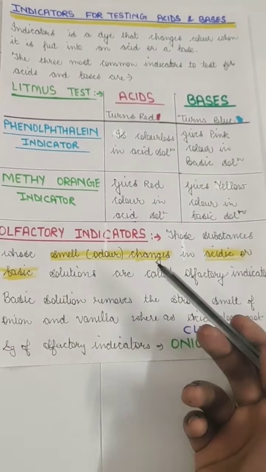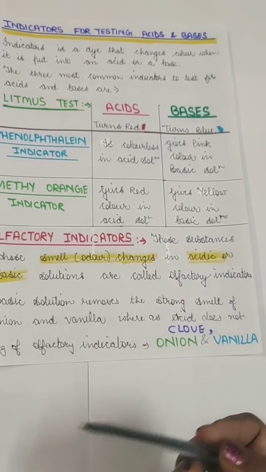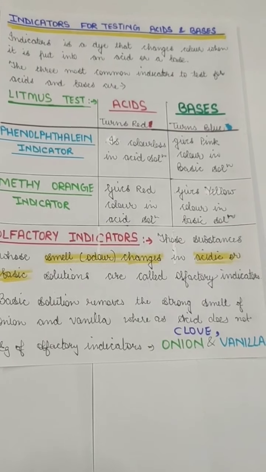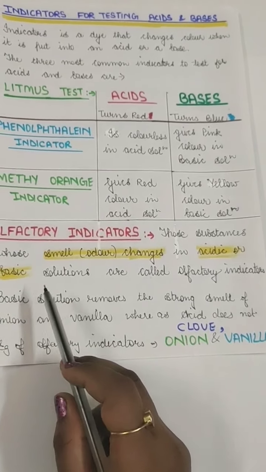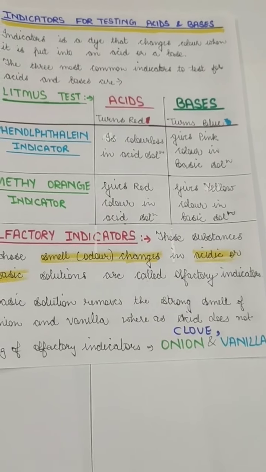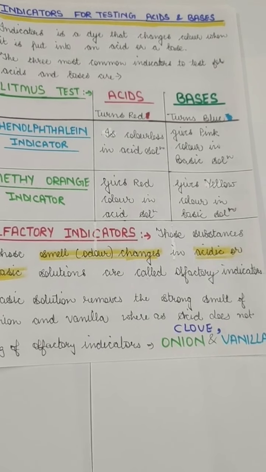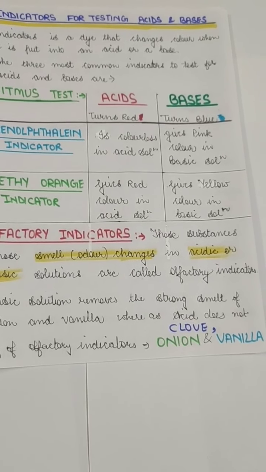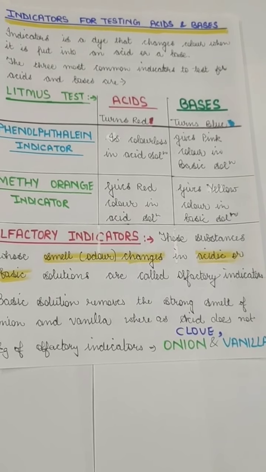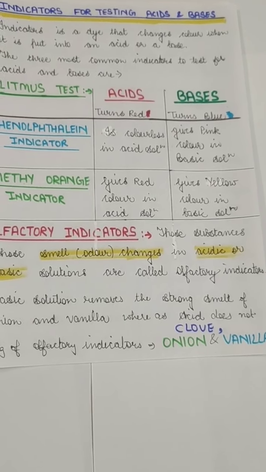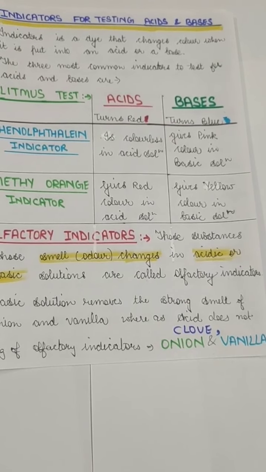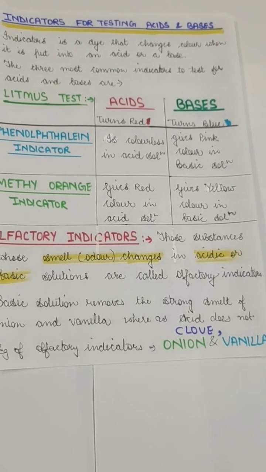What are olfactory indicators? These are substances which change their smell or odor when they are mixed with acidic or basic solutions. If we take some onion, chop it, and keep it in a plastic bag, after that we have to keep some thin strips of cotton cloth along with it.